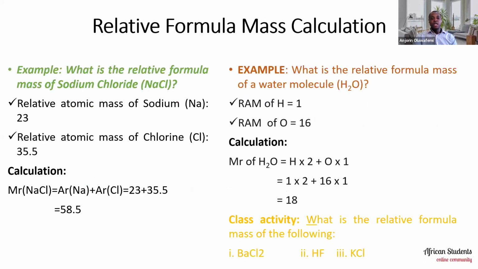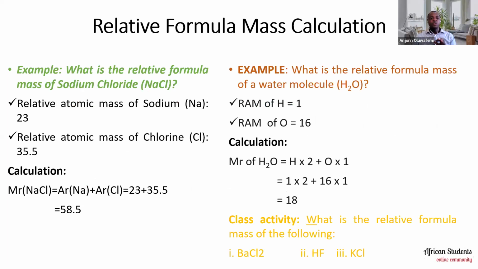So let's look at the relative formula mass calculation now. Example: what is the relative formula mass of sodium chloride? Don't forget that for sodium chloride, you have sodium and chlorine. So the relative atomic mass of sodium is 23. We know that before, it's 23. Whereas the relative atomic mass of chlorine is 35.5.